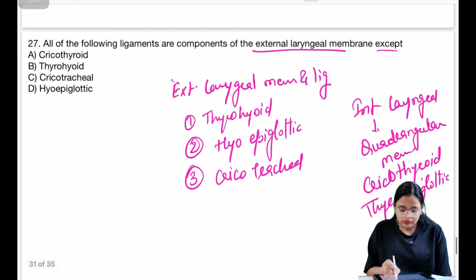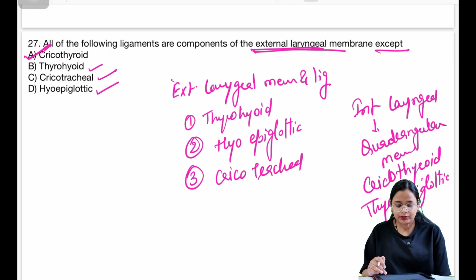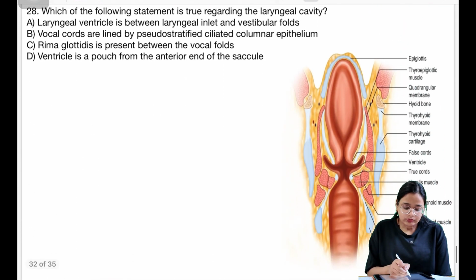They are asking all those for external laryngeal except, means not for external laryngeal. Thyrohyoid, yes. Cricotracheal, yes. Hyoepiglottic, yes. Cricothyroid is the internal laryngeal membrane or ligament. Okay, so this is the correct answer. Next is, which of the following statement is true regarding the laryngeal cavity? For the laryngeal cavity, we have to check the correct.